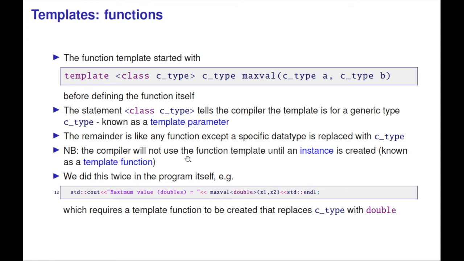The compiler will not use the function template until an instance is created. And that's what I did. If I call the function maxval double, that's an instance of the template. And there may be many instances of the template in a generic code.